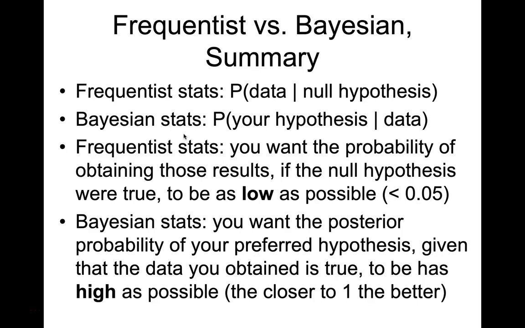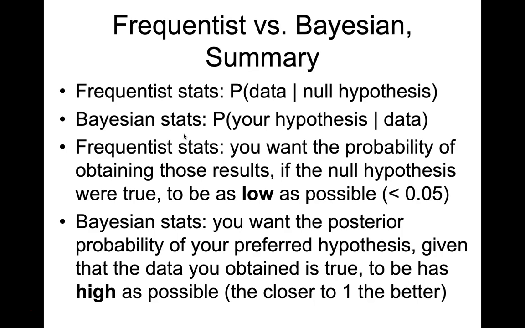And what this means is that in frequentist statistics, you're looking at p-values, and if you want to find support for your hypothesis, you want to find a p-value that's as low as possible. So you want to be able to reject the null hypothesis as being unlikely by finding a p-value that's as low as possible. In Bayesian statistics, you want the posterior probability to be as high as possible.